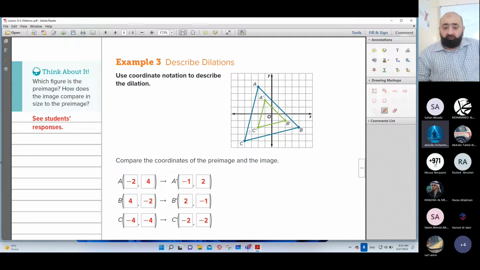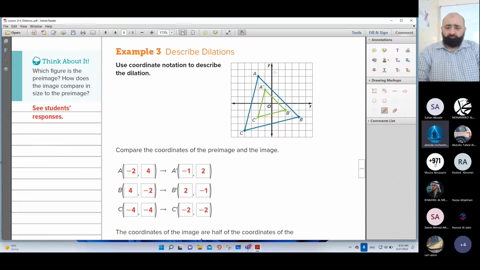Reduction. So here we want to describe this operation. Compare the coordinates of the pre-image and the image. From the graph, take the point A. What is the location of the point A? It will be negative 2 in the x and 4 in the y. So we can write here negative 2, 4. Then take the corresponding vertex A prime. What is the location here? Negative 1, 2.